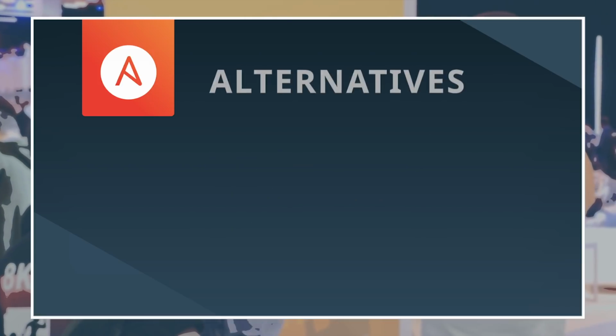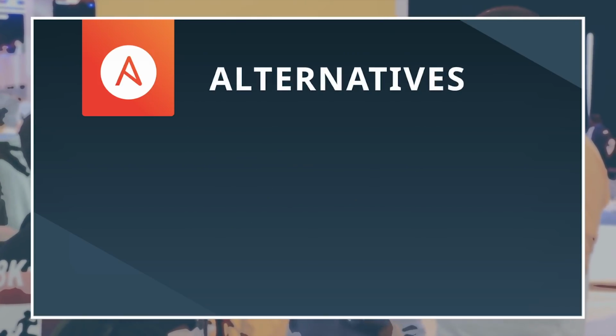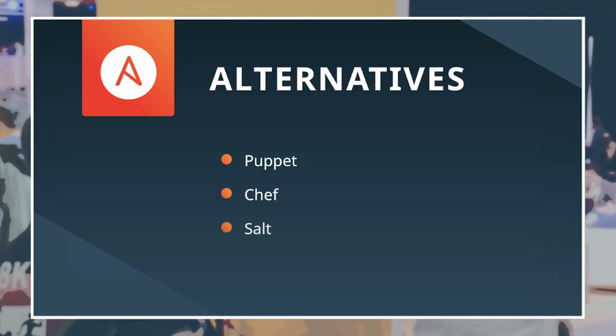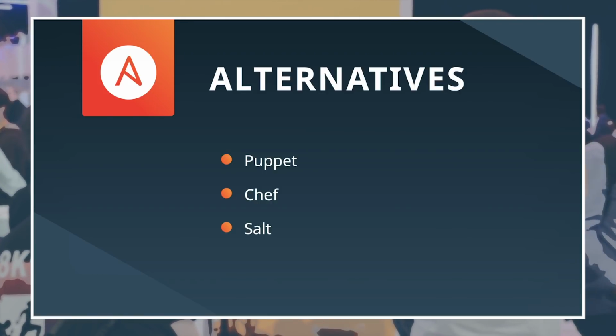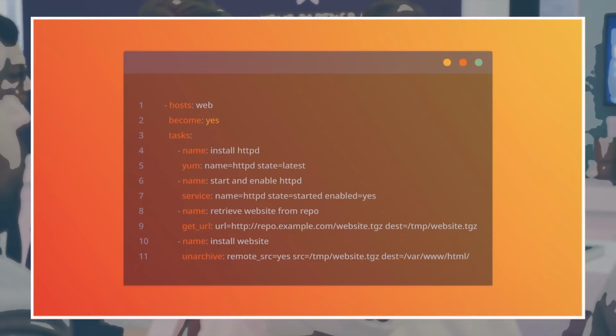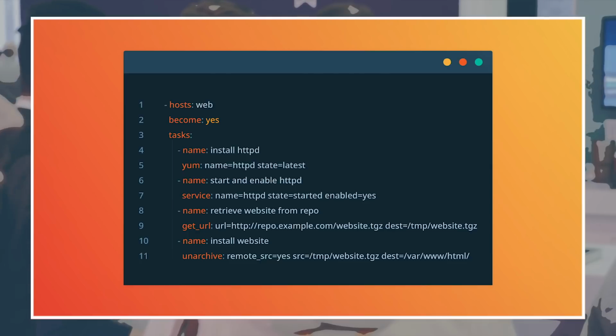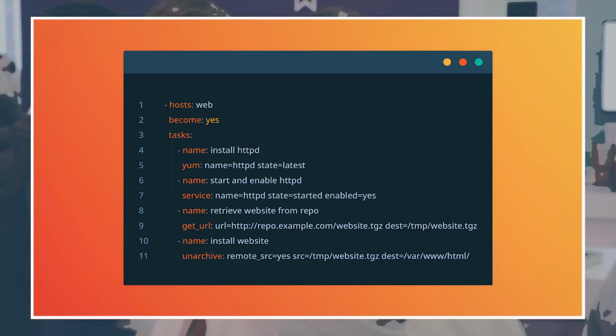Now, there are alternatives to Ansible such as Puppet, Chef, and Salt, but Ansible is oftentimes regarded as a simpler tool to use, which can be very attractive for beginners. Why is it simpler, you ask? Well, because it uses YAML to describe your automation jobs, which is very easy to learn because it looks a lot like plain English. It is also lightweight, which means it doesn't require a lot of computer resources to run.